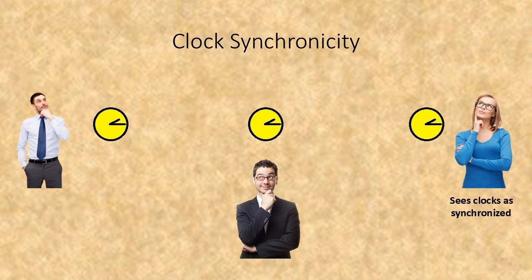If the woman on the right sees all three clocks as synchronized, then the guy in the center will see the other two clocks as behind his, with the one on the left being a little ahead of the one on the right. And the guy on the far left sees both of the other two clocks behind his, with the one on the right further behind the one in the center.